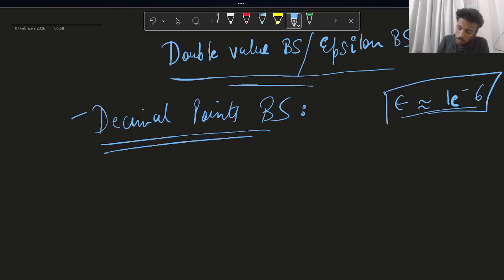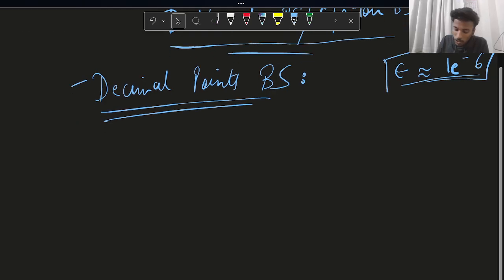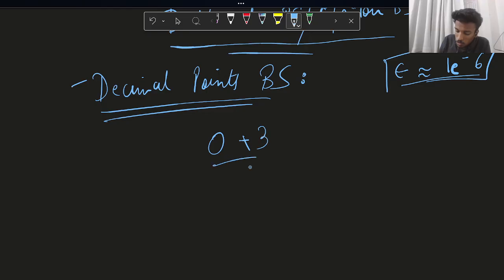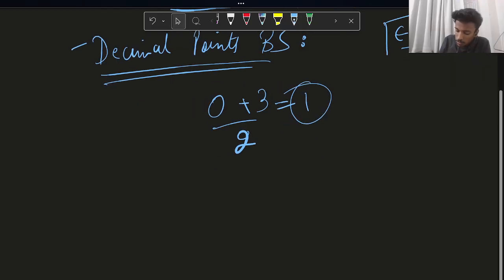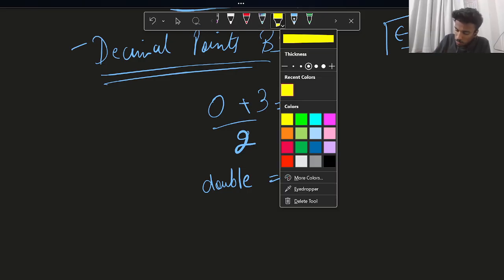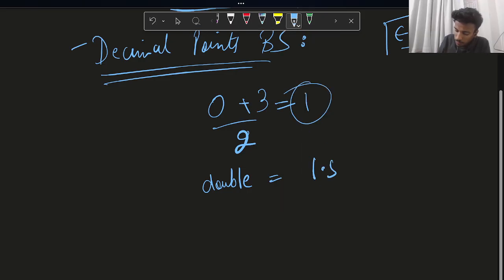So let's see what the problem is here. In our normal binary search, we only used to take integer values, like (0 + 3) / 2 came to be 1. But if you see the actual double value, it comes out to be 1.5.